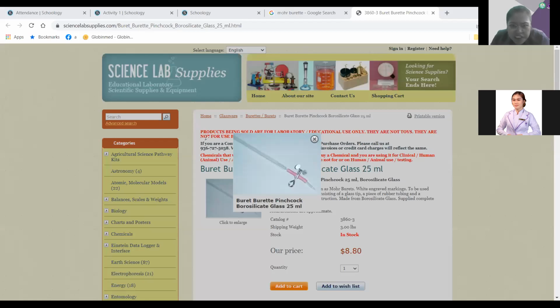Let me open Google and let me show you the difference between a Mohr burette and the Geisler. So this one is an example of a Mohr burette. This one is for bases, and as you can see, you have a tubing connecting the tip into the body of the burette. You may also use this attached knob here to let the liquid flow or to not let the liquid flow. That's the Mohr burette.